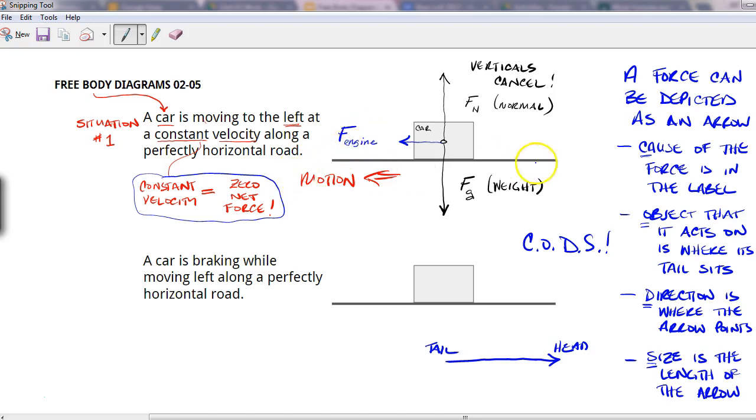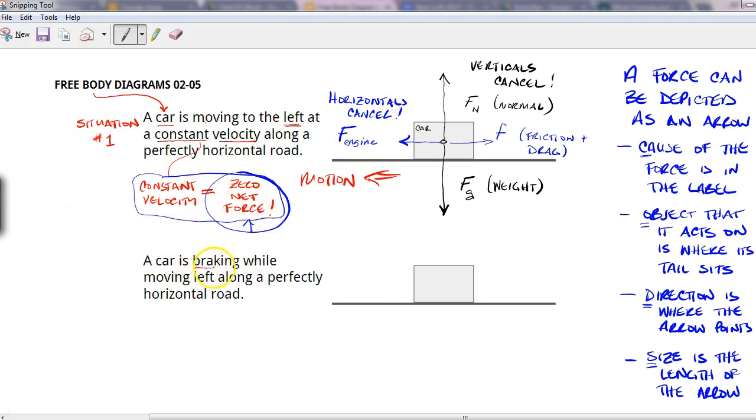Now, it's moving down the road at a constant velocity, so we know there must be horizontal forces acting on it. And the big one there, of course, is that little f, friction and air resistance or drag. And so what the person who's driving should be doing is applying a force with the engine. And what we find is that the engine force and the friction and drag forces all cancel out. One going to the left, the engine force, and one going to the right, the friction and drag forces. Now, if you see all forces cancel out, you should understand that there's no net force, which means there's no change in motion.